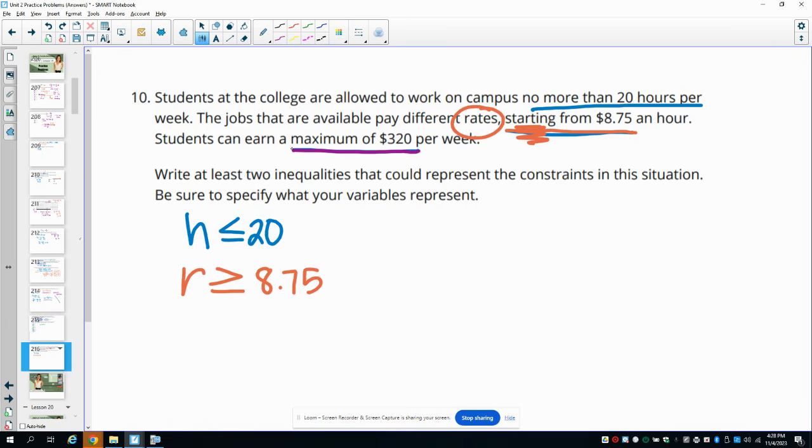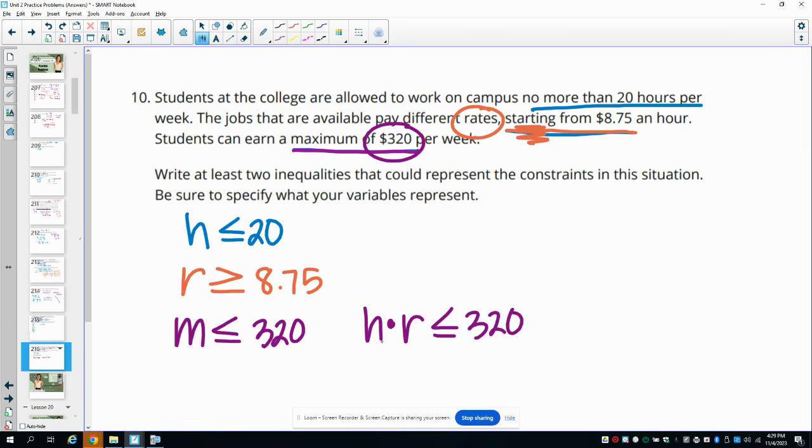And then they're saying that a student can earn a maximum of $320 per week. So the money that they make is going to be less than or equal to $320 in the week. You could also do the money as the hours that they work times their pay rate has to be less than or equal to $320 in the week, since that's how much total money they'd make. So there are some options for what you could have for your inequalities.